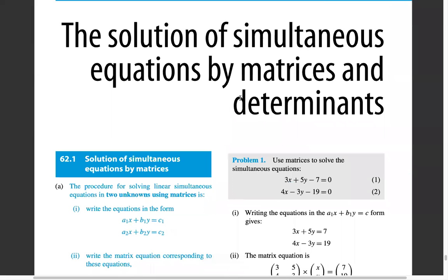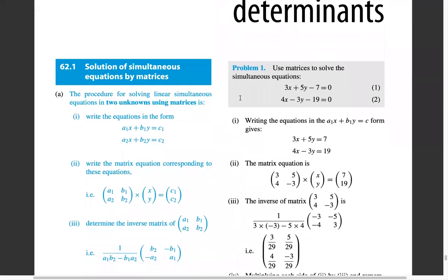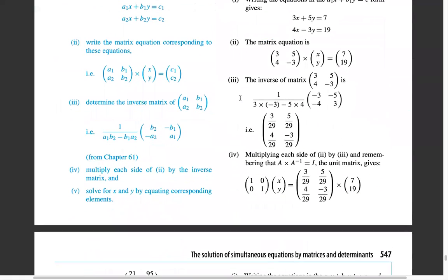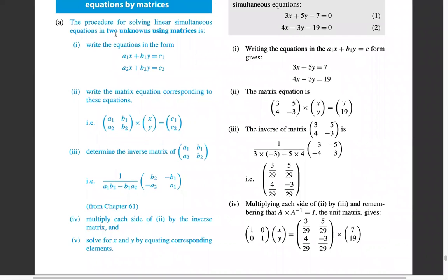End of chapter. Solution of simultaneous equations by matrices. Stick to 2 by 2. Right? 2 by 2 matrices, we use it. And they give you a nice algorithm here. Represent it in this format, find the inverse, multiply by the inverse, solve by then doing the actual matrix multiplications, right? We just need to practice this.